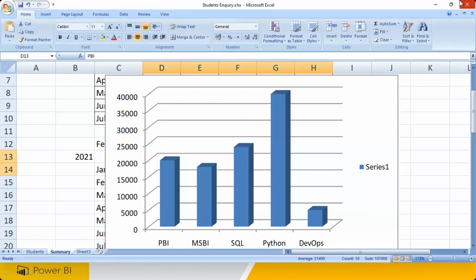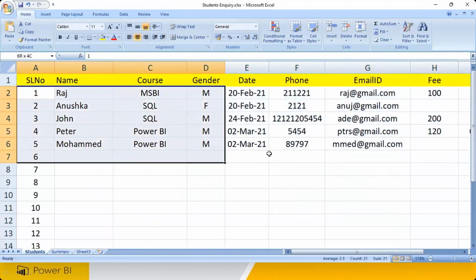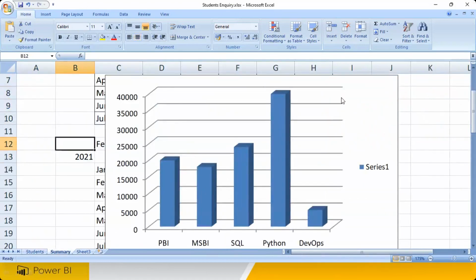So by seeing the data, this is the raw data. Raw data will not tell you anything. The summary will tell you. This is a summary. Why is the DevOps course not doing well? How come Python is doing very well? What is the problem? So by seeing the report, my manager or my company CEO will analyze why the sales are drastically down here. So how to improve the DevOps course? So that is what you're going to be doing and analyzing. You take the decisions to improve your business.